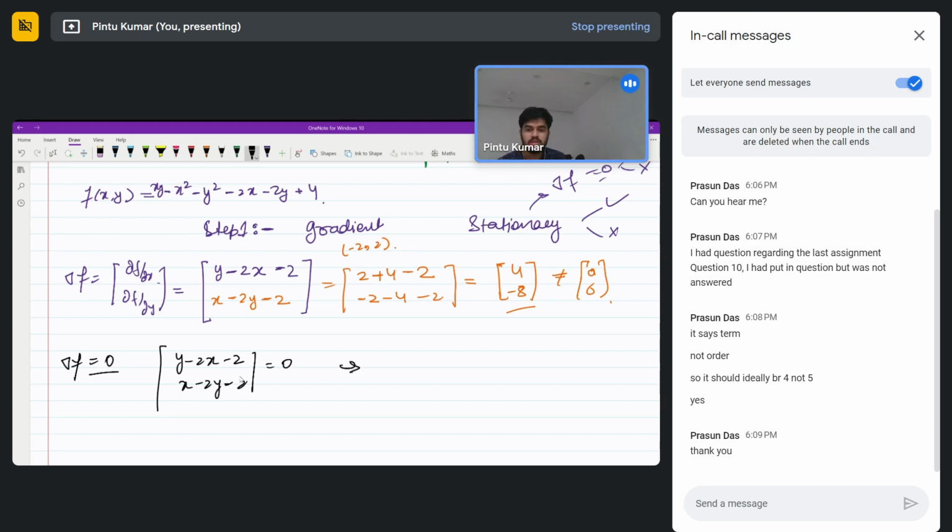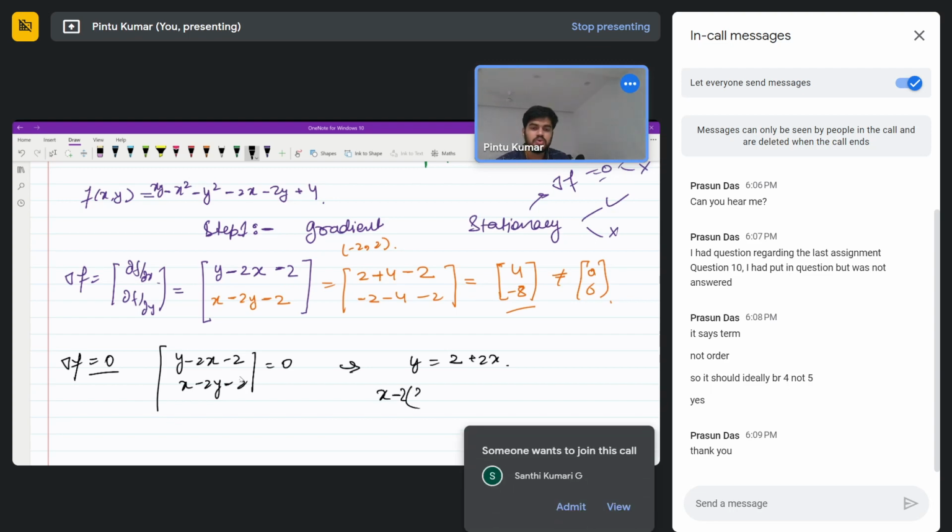So this means y is equal to 2 plus 2x. Let's put it in the second equation. So this would mean x minus 2, 2 plus 2x.